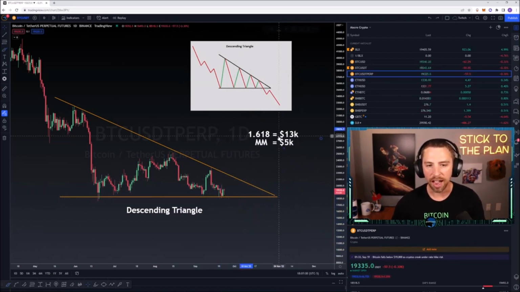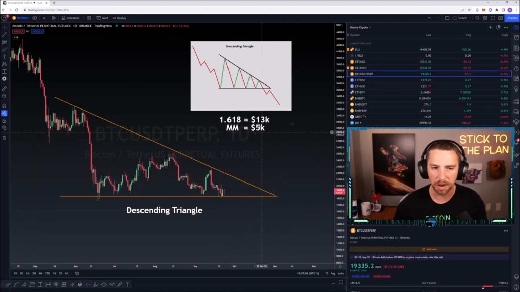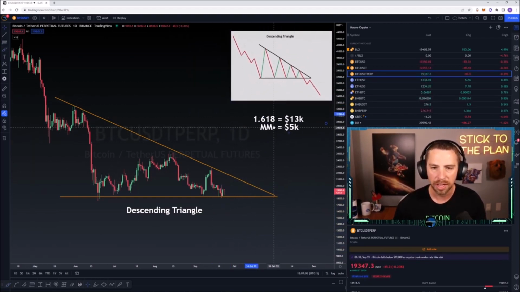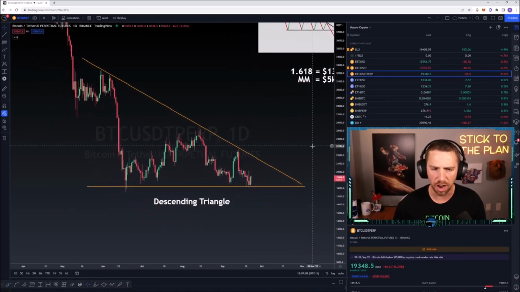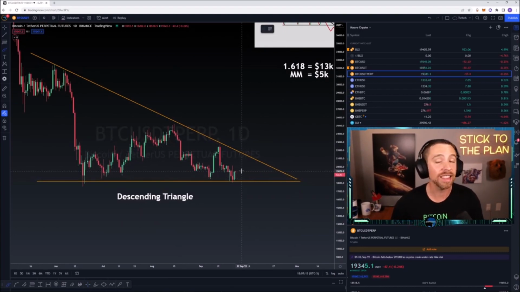Now, we're going to get into the 1618 target and the measured move and all that stuff in a minute. But one of the first things I want to go over is, a lot of people will see this and say, oh, well, Jack, just enter a short then. It's easy. If you see something like this, just enter a short. But it's not that easy.